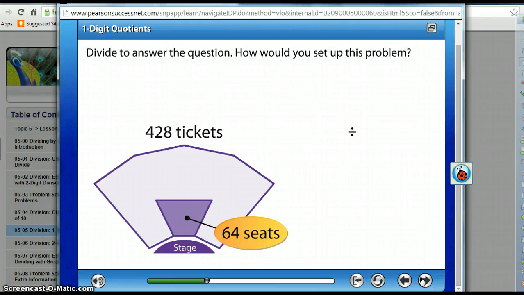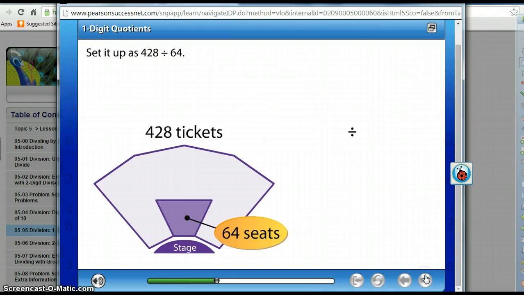Divide to answer the question. How would you set up this problem? Set it up as 428 divided by 64.